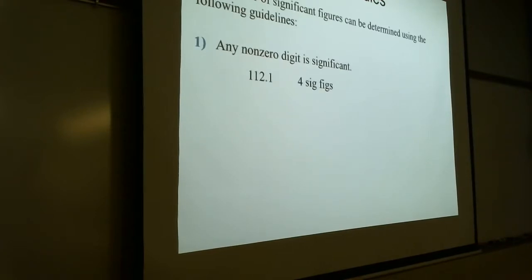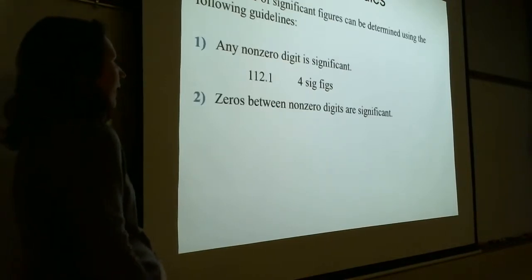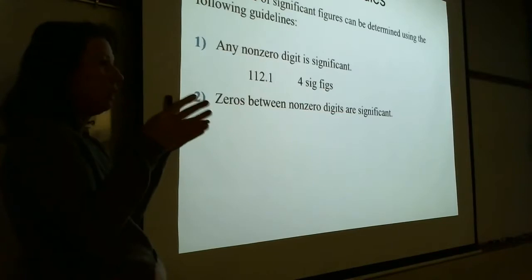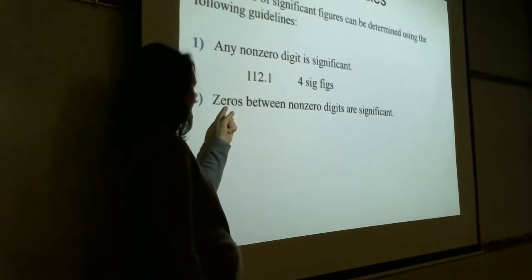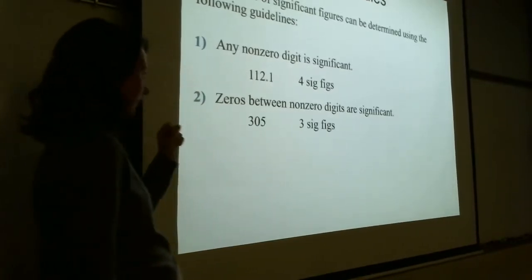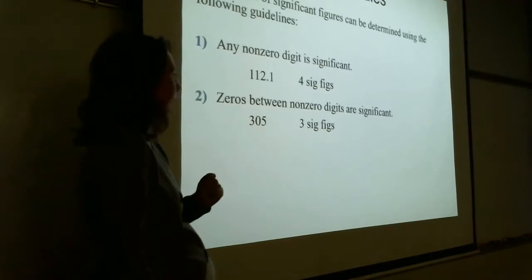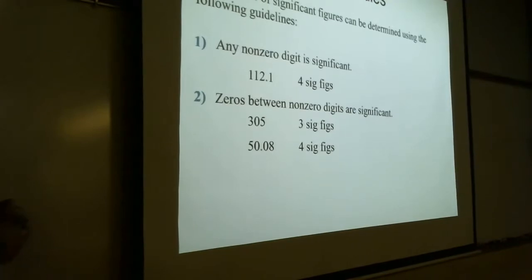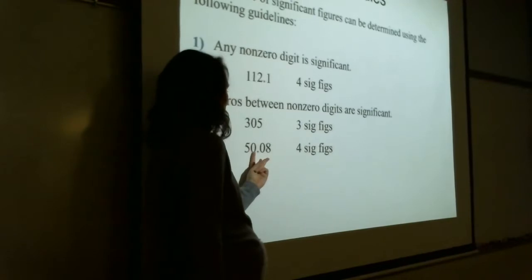All right, so if we're looking at this number 112.1, that value has 4 sig figs. If you have a zero in between non-zero digits, so it's sandwiched in between, like the number 101, right, that zero would be significant. So zeros are the ones that mess with your head the most. Number 2 is easiest. If it's a zero in between non-zero digits, that zero is also significant. So for instance, 305 would have 3 sig figs. 50.08, so 50 and 8 hundredths, would have 4 sig figs. Because these zeros count. They're in between non-zero digits, therefore they count.